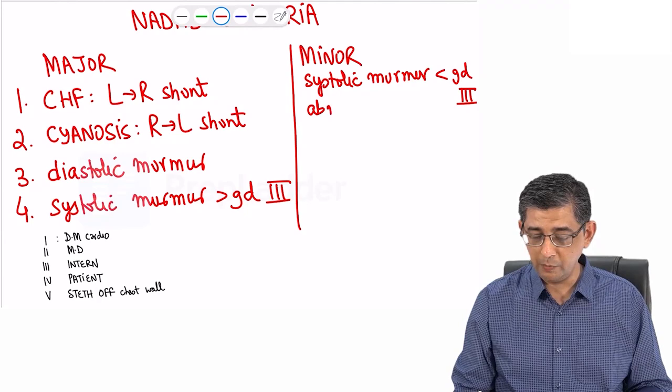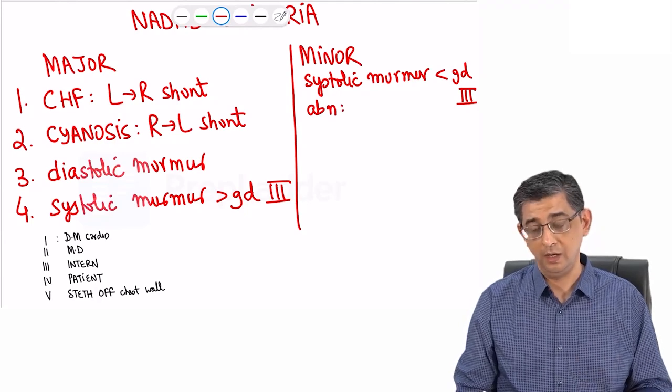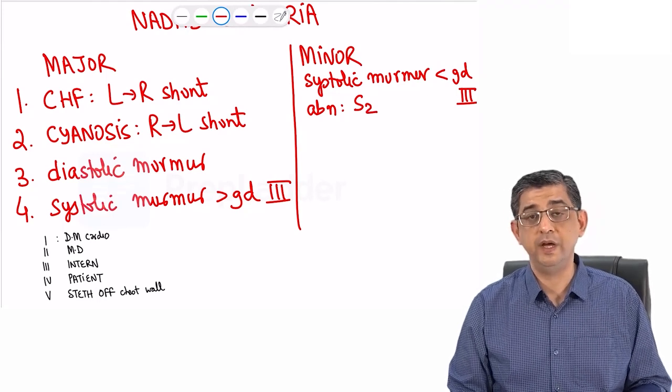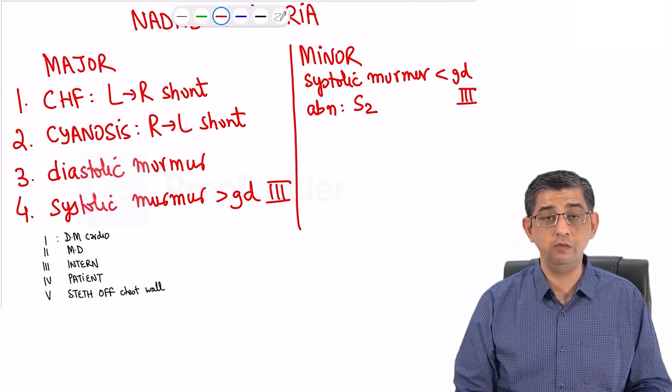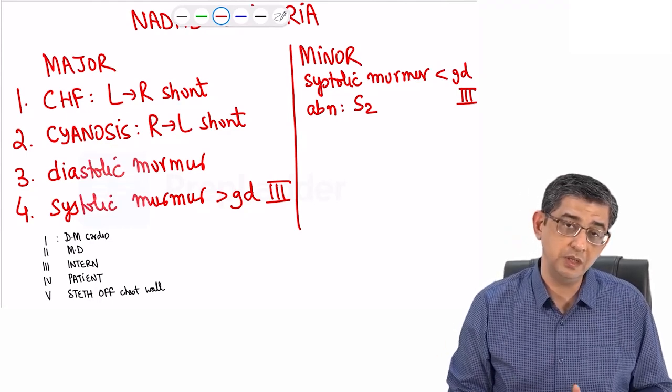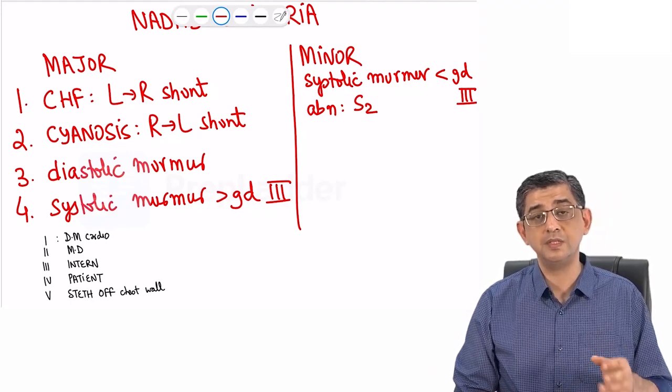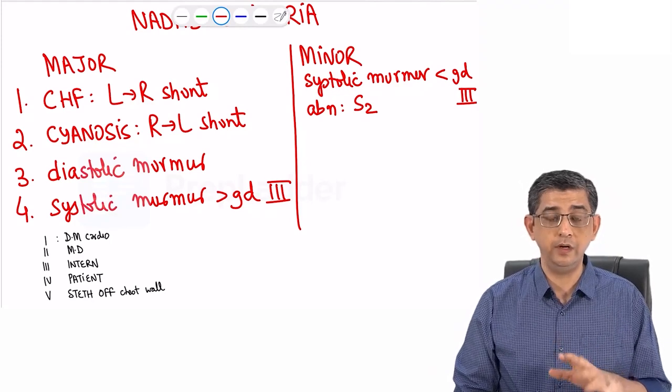Now you will notice abnormal word coming up again and again. The first abnormality that I want to bring to your notice is if I say wide fixed split second heart sound. I've told you wide fixed split second heart sound is a feature that is seen in ASD. Wide variable split is a feature seen with VSD. Or if I say single S2, P2 is not heard, only A2 is heard.